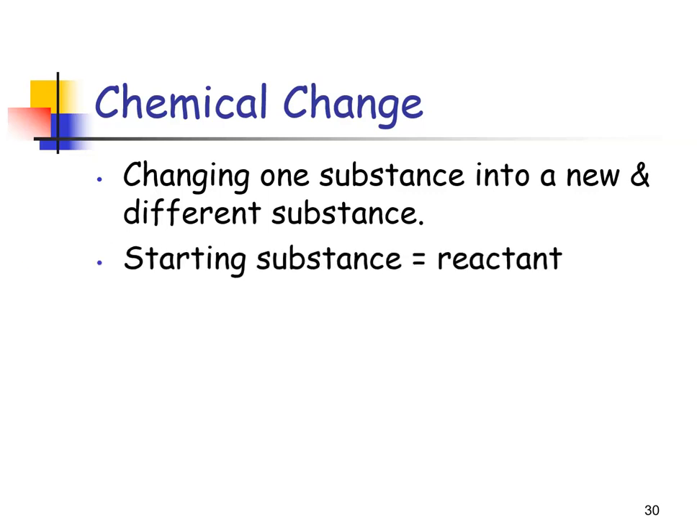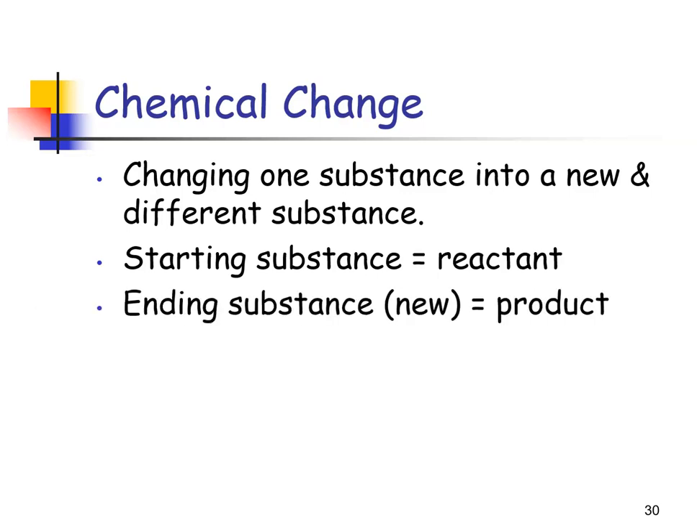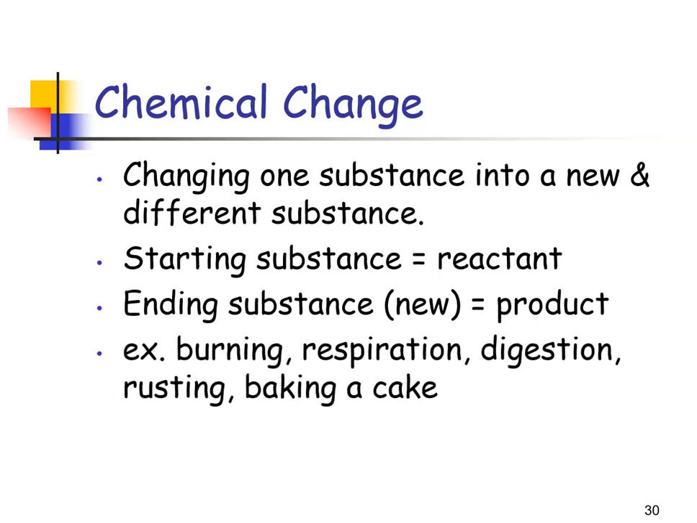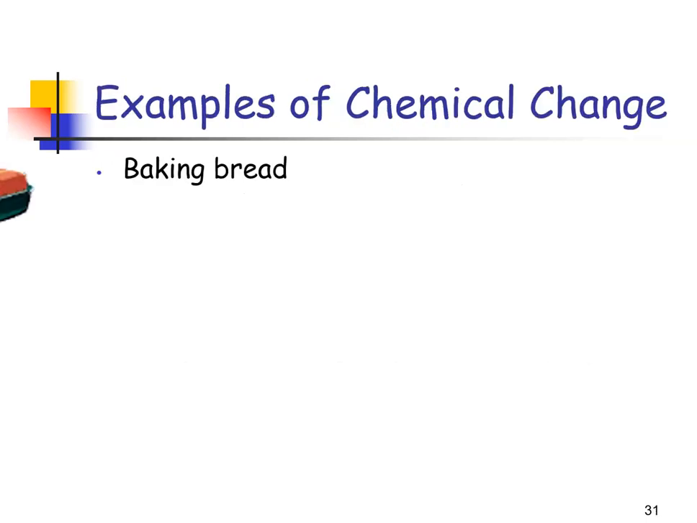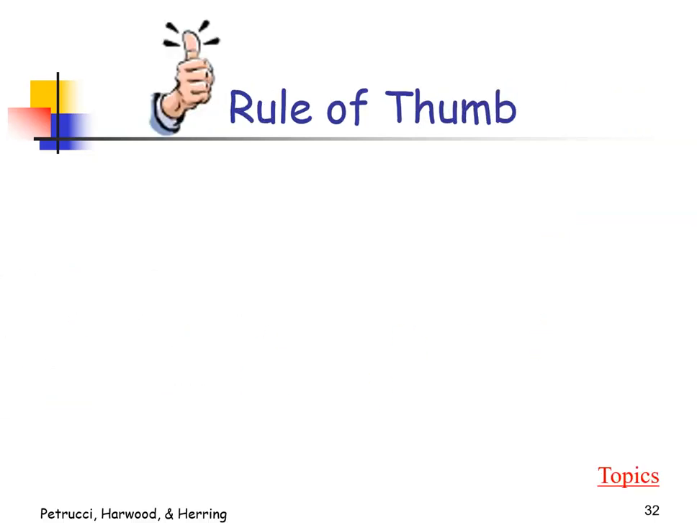All right, so in a chemical change, a new substance or more than one new substance is created. So you start with one substance, it's a reactant, and then you make a new substance that's a product. So burning, respiration, digestion, rusting, and even baking a cake can result in chemical changes. All right, so there you go. Baking bread, rusting, respiration, digestion, burning. Burning is a great example of chemical changes.